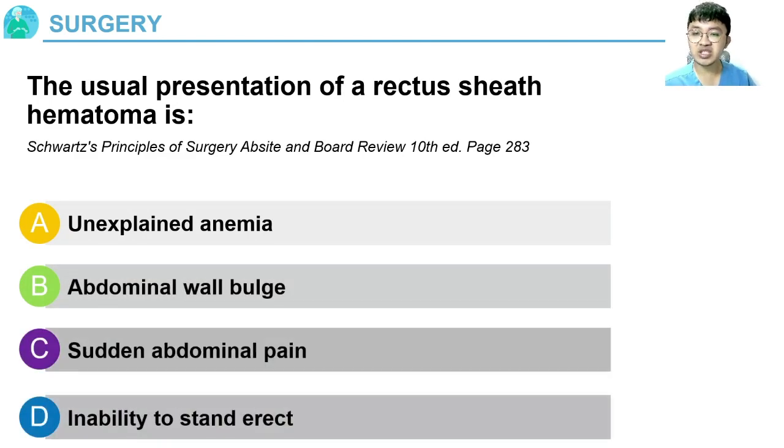Next, the usual presentation of a rectus sheath hematoma is A. Unexplained anemia, B. Abdominal wall bulge, C. Sudden abdominal pain, or D. Inability to stand erect. Rectus sheath hematoma, the usual presentation is sudden abdominal pain.